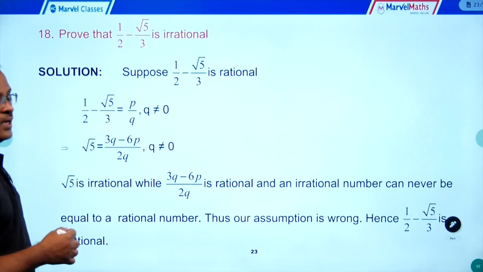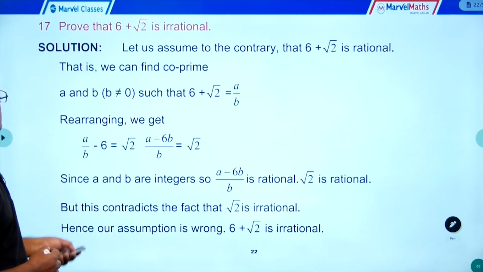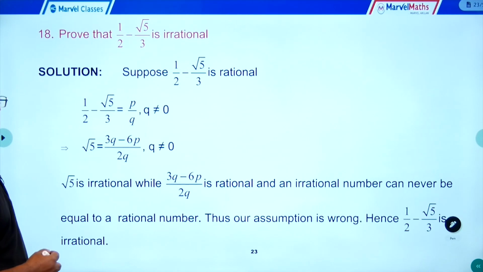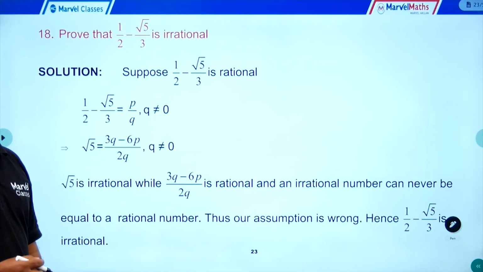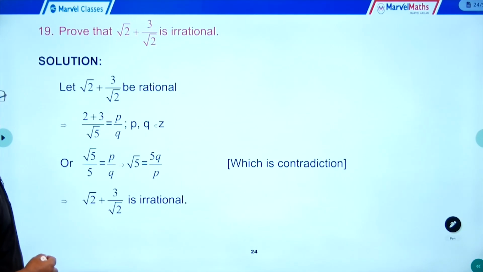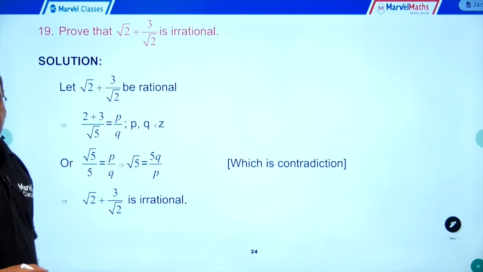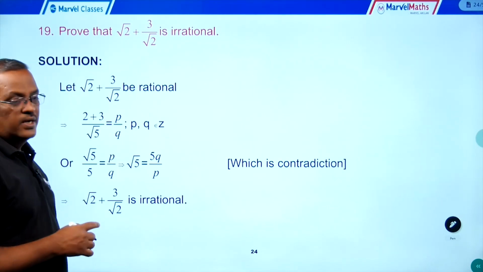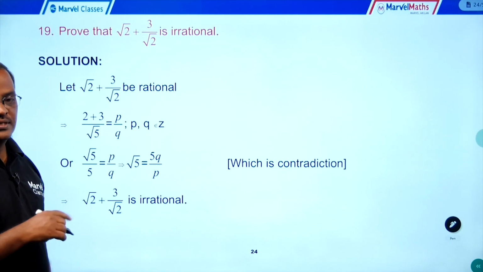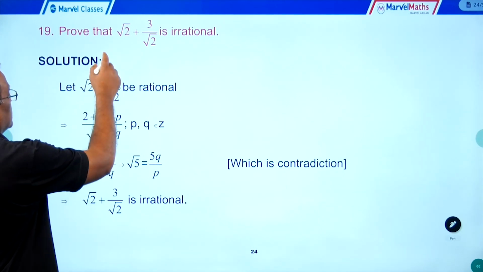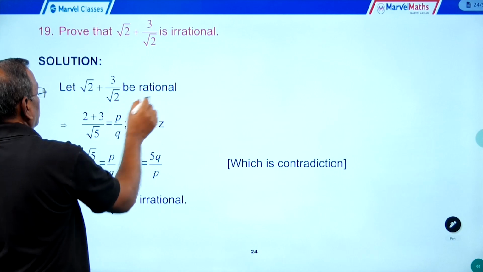Next, 6 plus root 2, we already discussed this model, the first question in this exercise, 6 plus root 2 is irrational. Here the coefficients are integers, but there the coefficients are rational numbers. Otherwise all other steps are the same. This is one of the very important ones. Among these, 23 questions are very important, which are not there in NCERT. And one more tough question: root 5 plus 3 by root 5 is irrational.